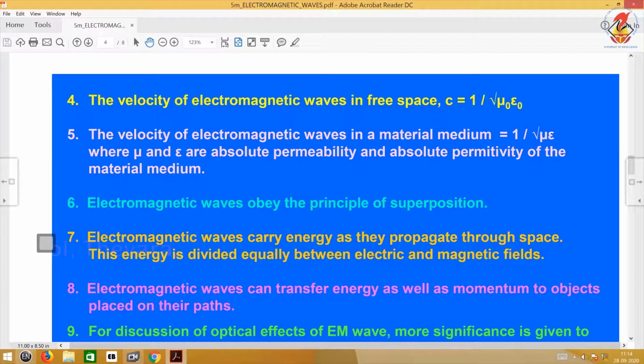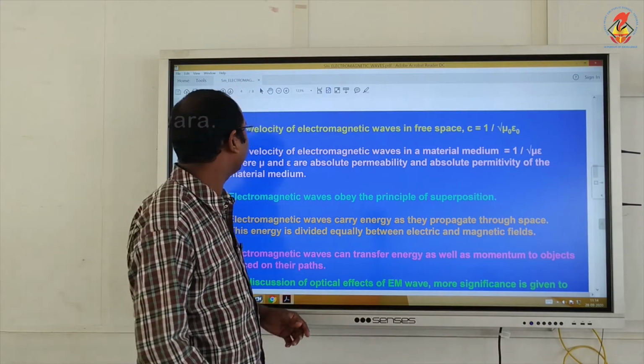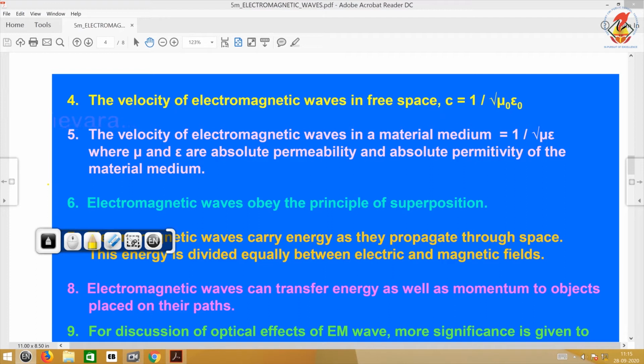Okay. Now, look at the fifth point. The velocity of electromagnetic wave in any material medium can be given by the equation 1 by root of mu epsilon. So, here it was mu 0 epsilon 0. Here I just made 1 by root of mu epsilon, where mu is the absolute permeability of the medium, and epsilon is the absolute permittivity of the medium. So, I can write this equation like this.